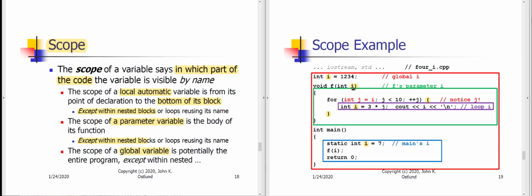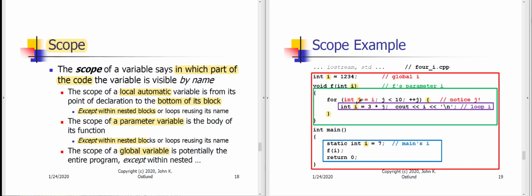So those are holes in the scope of the global variable I. For the F function, as I said, we have a parameter variable named I. Its scope is the entire body of the function, except for this nested block here, where I have a local variable called I, which is only visible within the curly braces for the for loop. Another variable in the function F here is this loop variable J. J is only visible within the body of the for loop.